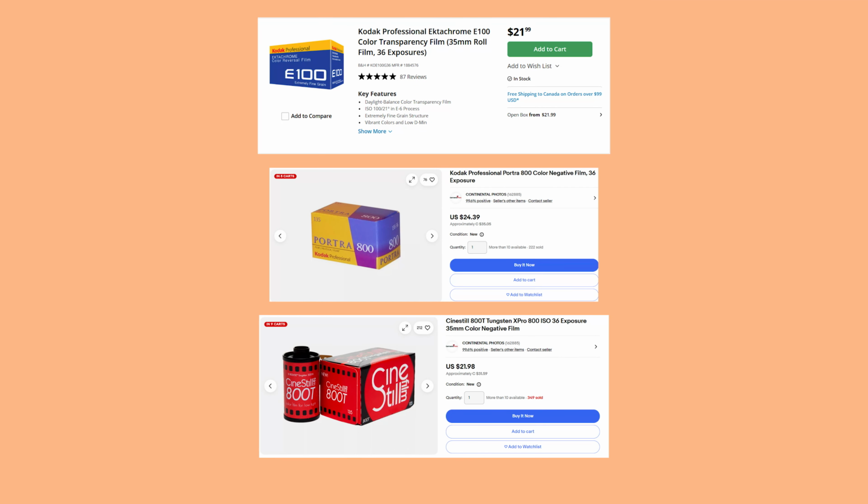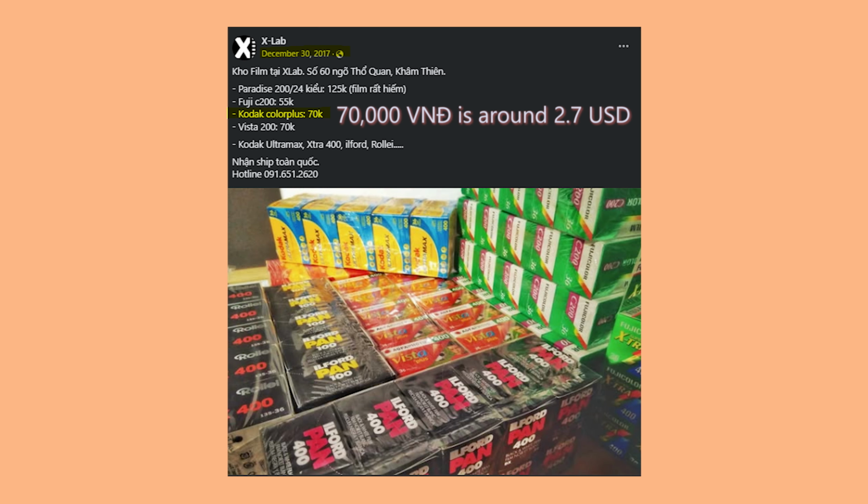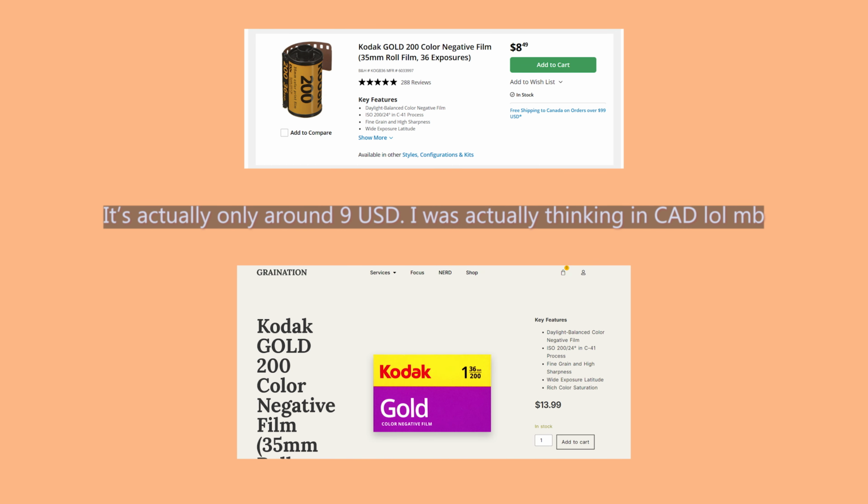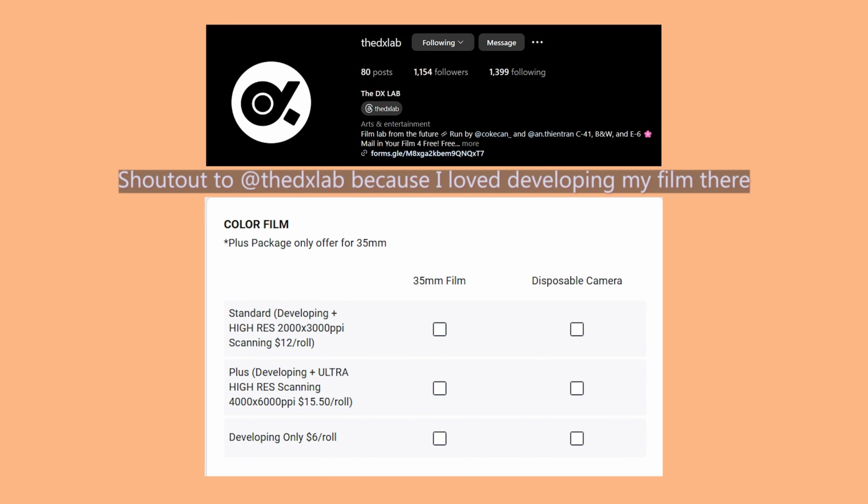So as many of you film shooters might have noticed, film prices have been pretty crazy lately. When I first started doing film photography, I think a roll of Kodak Gold 200 would go for around $5. Nowadays, they go for around $10 to $15, which is pretty crazy. And that is not counting development and scanning as well. So for me at least, sometimes the costs have been too much and I couldn't justify shooting film anymore.